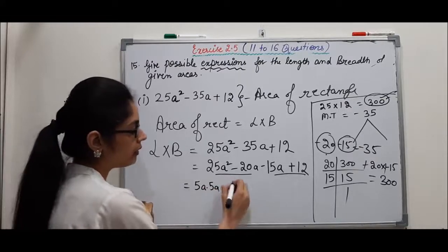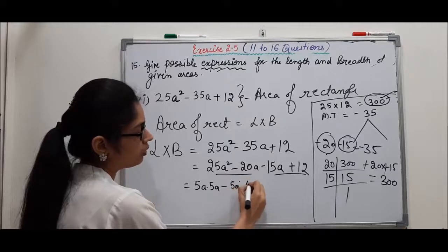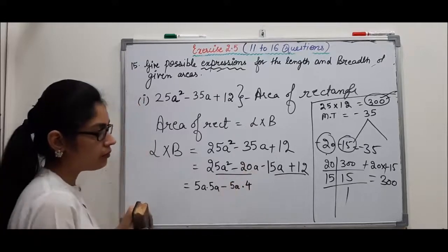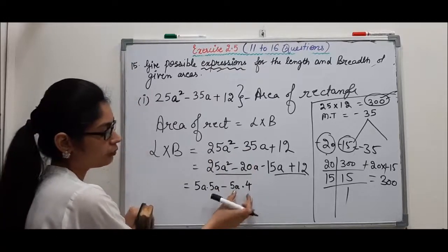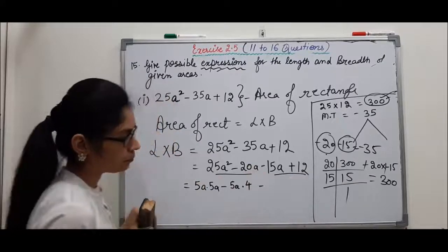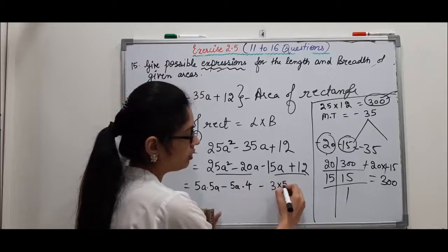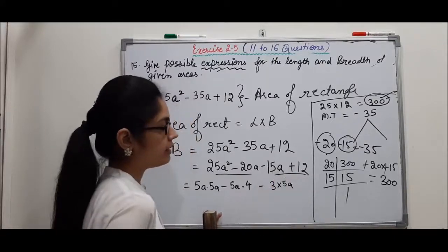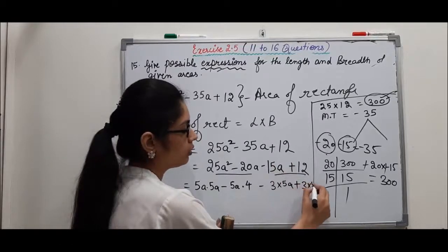20 you can write as 5a into 4, because a is also there. So 5 into 4 is 20, so 20a you will get. So you write 20 as 5 into 4. Now in this pair, 15 you can write as 3 into 5, a is also there. 12 again we can write as 3 into 4.